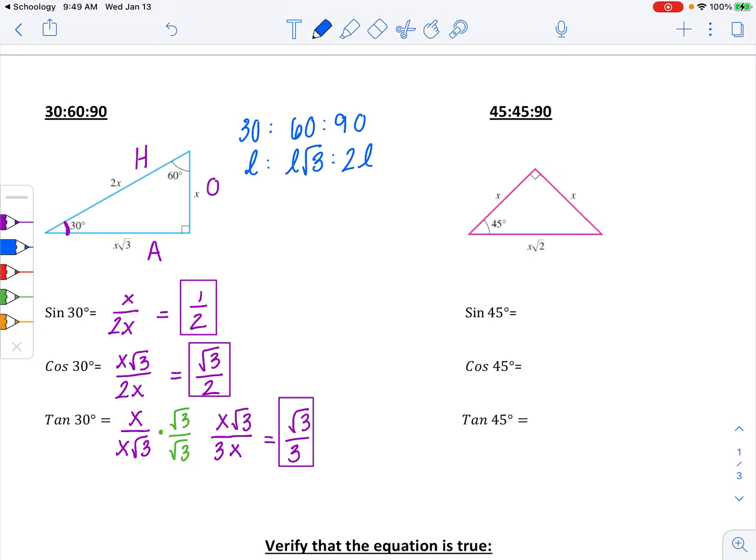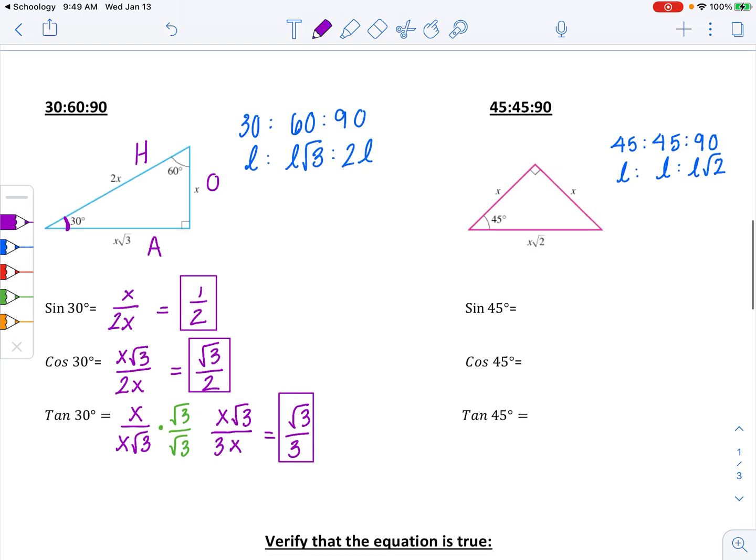Same thing now for the 45, 45, 90. It has a very nice pattern to it. It will be L, L, L root 2, or x, x, x root 2. Just what side is across from that angle. So looking at our picture, notice both of these angles are going to be 45 degrees. Right? They have to be. If it's a right triangle that adds up to 180 degrees, it's going to be 45.